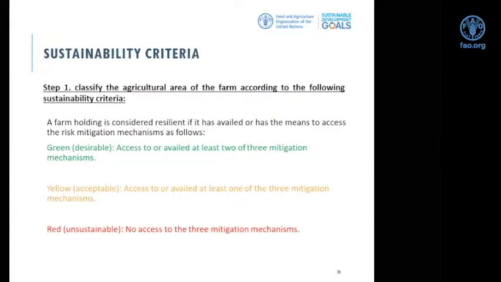You know, basically, if you don't have access to credit in case of external shock, or if you are not insured in case of internal shock, and if you are not diversified, then of course, your agriculture operations may not be sustainable given the external factors. So at least the farm should have one of these three coping mechanisms for it to be classified as sustainable, acceptable, or unsustainable based on 2-4-1 methodology.